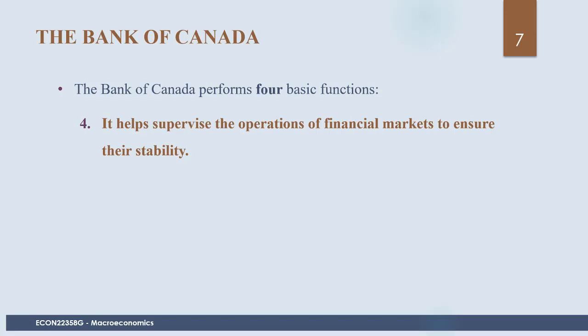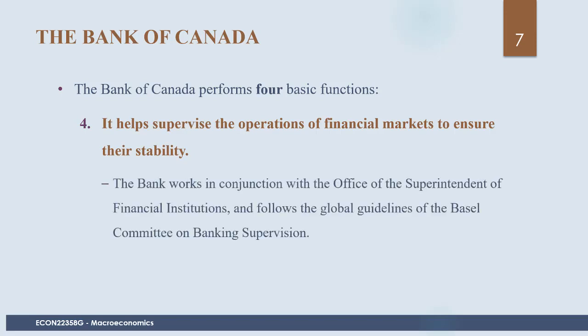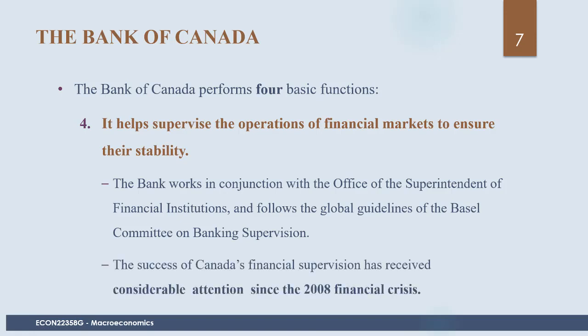Fourth, it helps supervise the operations of financial markets to ensure their stability. So the central bank in Canada works in conjunction with the Office of the Superintendent of Financial Institutions, and also makes sure that everyone is following global guidelines, for example, the Basel Committee on Banking Supervision. The success of Canada's financial supervision has received considerable attention since the 2008 financial crisis.